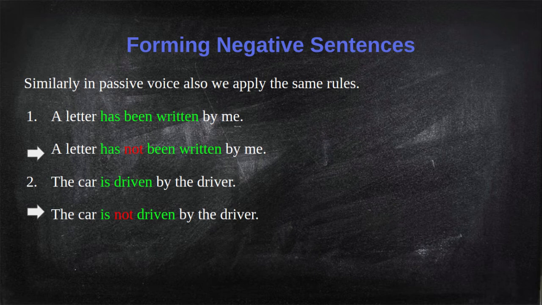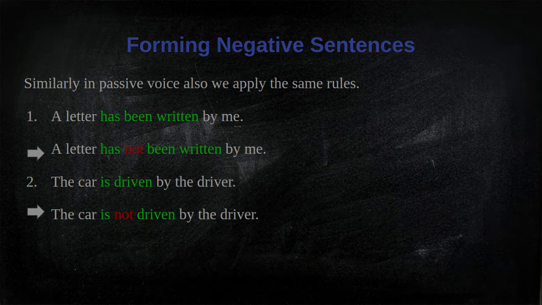Next example. The car is driven by the driver. It is also in passive voice. Here, is is the helping verb. Driven is the main verb. Here we have only one helping verb, so we write not after the helping verb. So the negative sentence will be: the car is not driven by the driver.